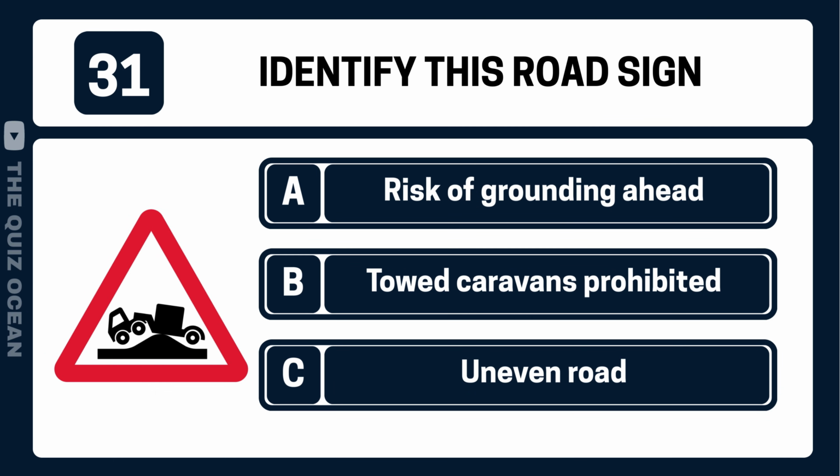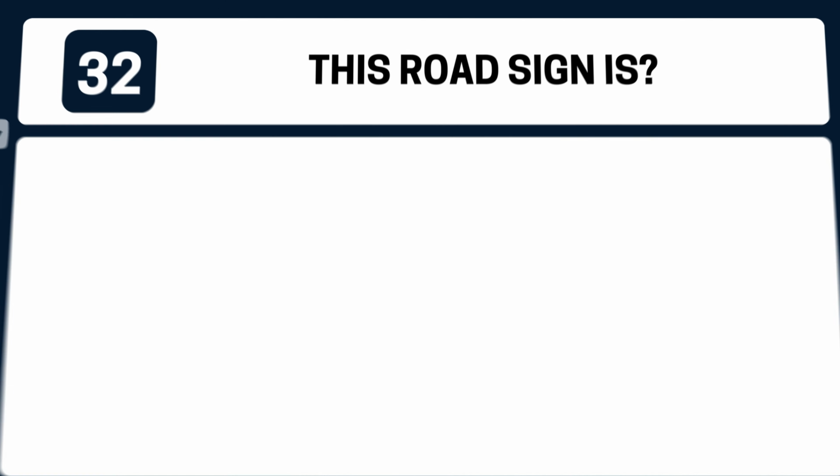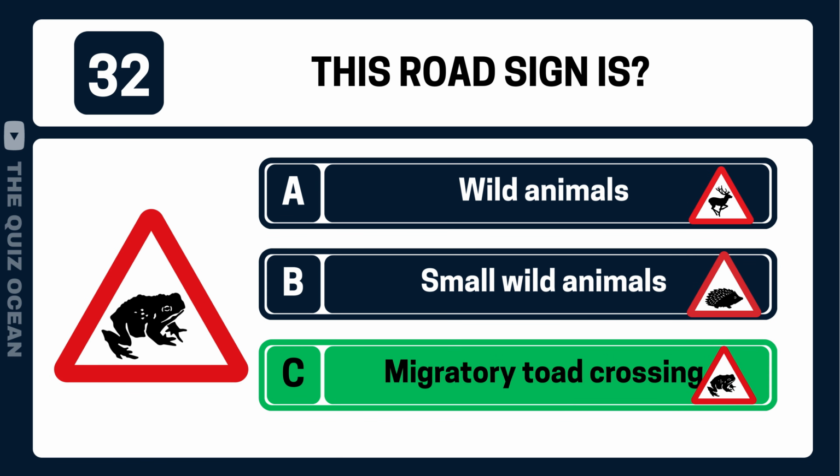Identify this road sign. Correct. This sign warns of a risk of long vehicles grounding ahead. This road sign is... Good catch. This sign alerts drivers to migratory toads crossing.